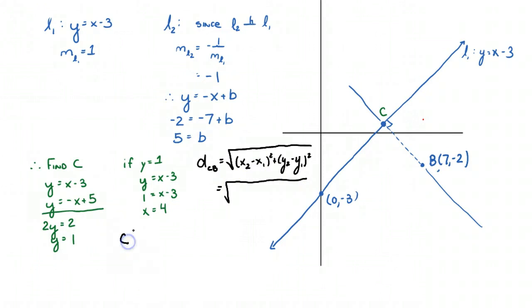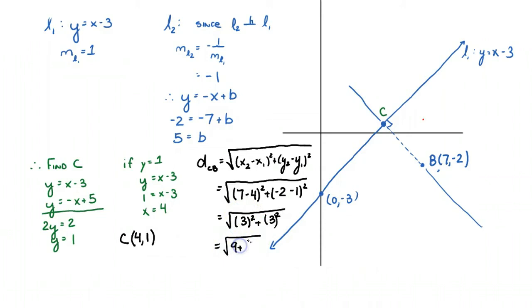So that's equal to the square root of, and I'm going to write down C here to help me out. C is going to be 4, 1. So therefore, C is going to give me x2. So let's see, 7 minus 4 squared plus negative 2 minus 1 squared. So 7 minus 4 is going to give me 3 squared plus, let's see, 3 squared. So that's equal to the square root of 9 plus 9, which is the square root of 18. So therefore, the shortest distance from the point to the line is root 18.